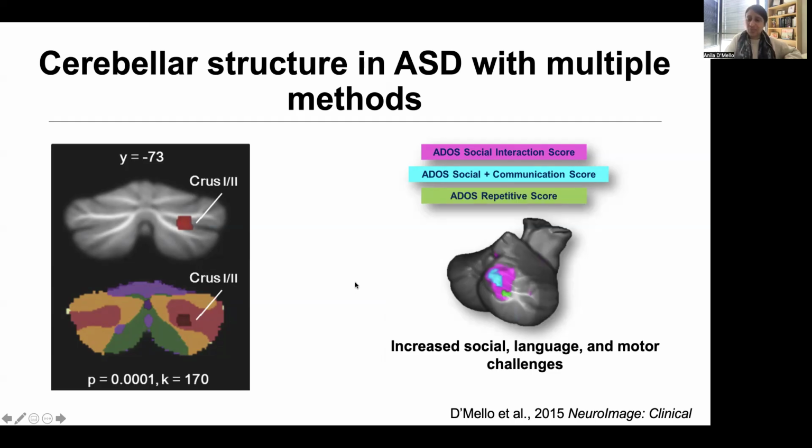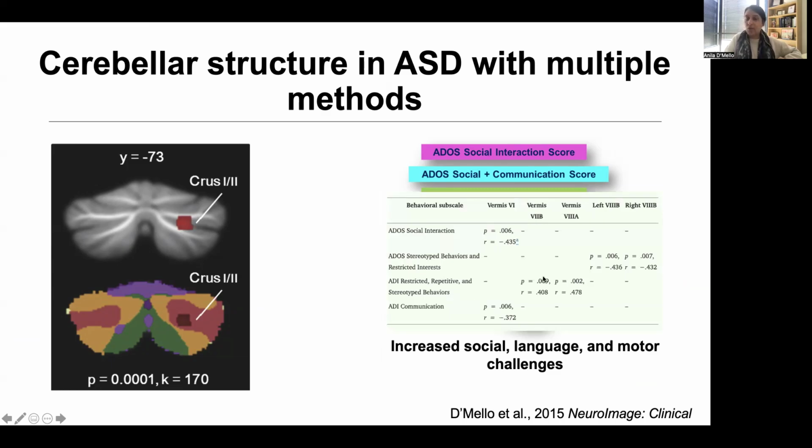And when we do some correlations with behavior, it looks like all of these core behaviors in autism, all of these core symptoms, seem to correlate with gray matter in this region. So if you have worse social interaction or worse repetitive behaviors, and you're autistic, you have reduced gray matter. And that converges on this region of Crus I and Crus II. We also looked at the size of lobules. We took a multimodal approach, so not only looking at individual voxels, but also the size of various cerebellar structures, and found similar things as some of the early Courchesne work.